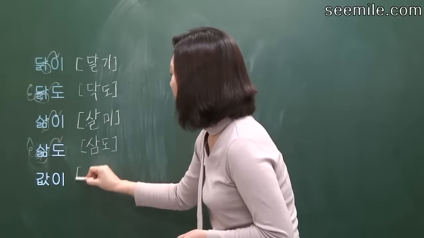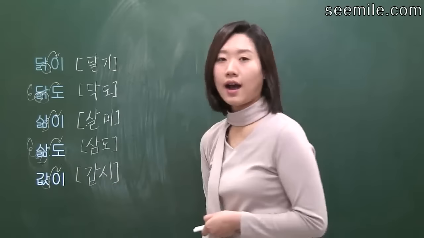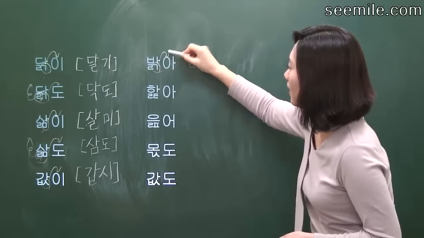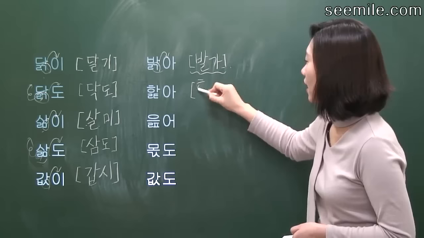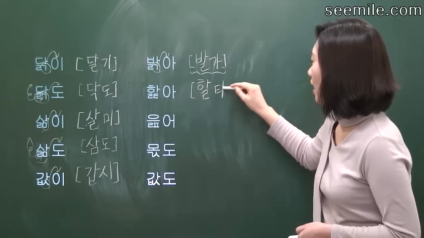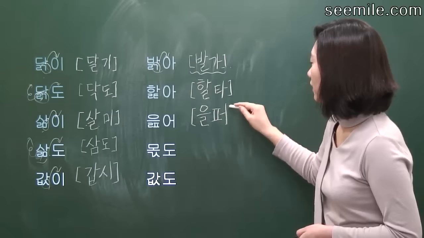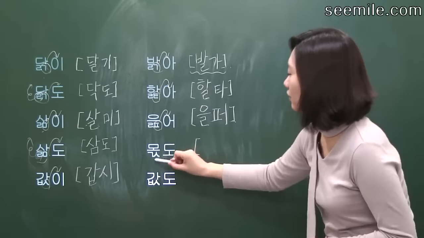And 갑 here. So it becomes 갑시. Okay. And guess what? It's 발. 발가, and 하, 할, 타. 네, 을, 퍼. Here, 을, 퍼. And this case, these two consonant character meets beginning consonants which has phonetic value.